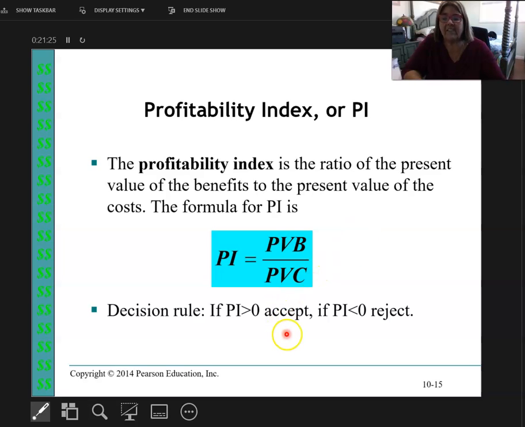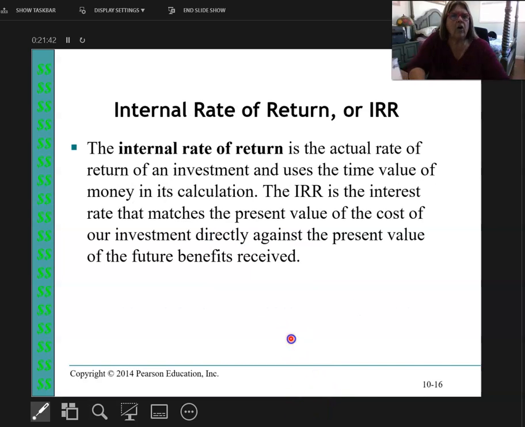Again, if the PI is greater than zero, take it. If the PI is less, you reject it. It's very similar to what we just looked at. Again, this is not a very popular method to use. The next one we're going to look at is the IRR.